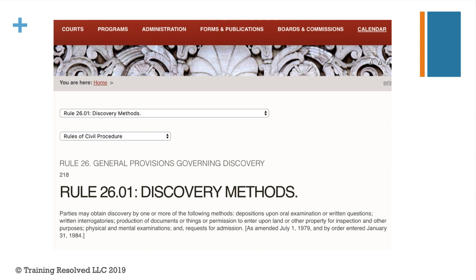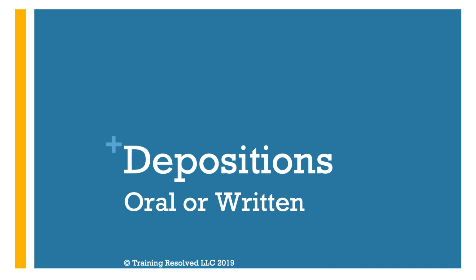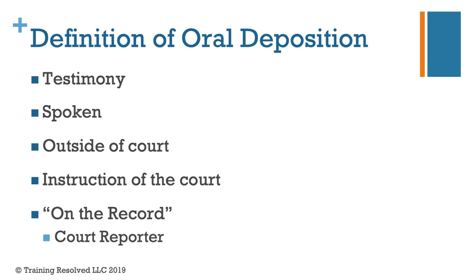Now that you know how to find all sorts of rules, including Rule 26.01 discovery methods, let's go back to the slideshow and start talking about all the different types of discovery methods. The first discovery method, and probably the most common, is depositions. Depositions can be oral or written.